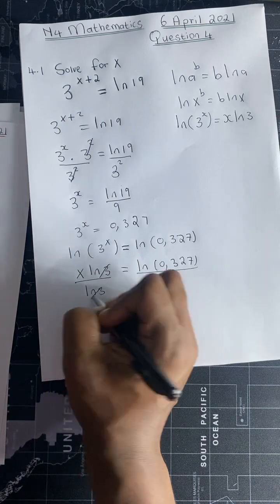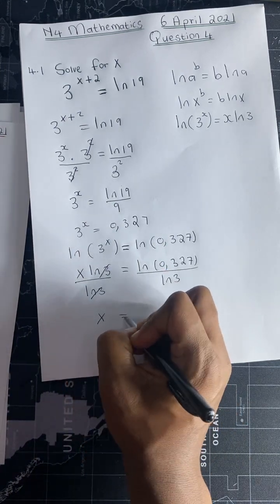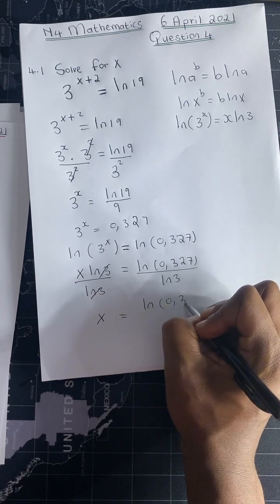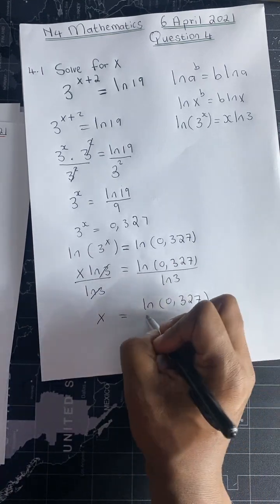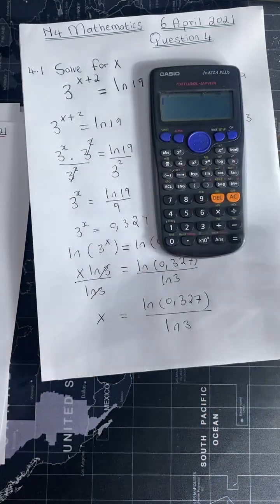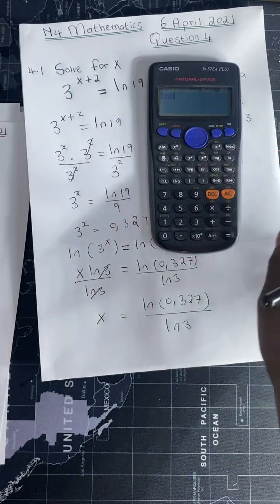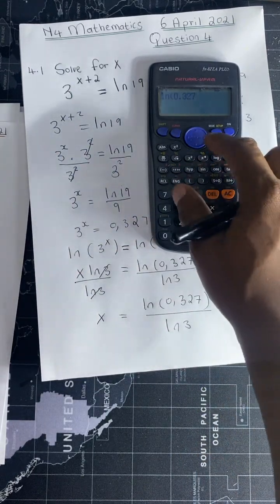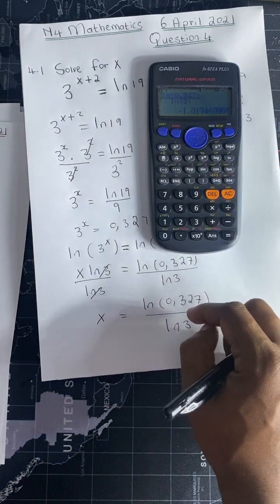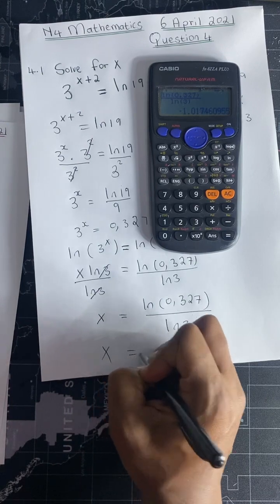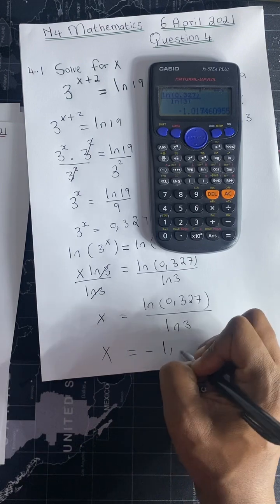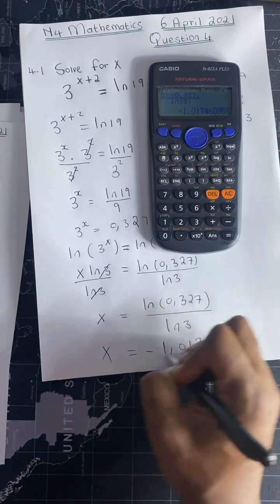So that ln 3 will cancel out with that ln 3, and x will be equal to ln of 0.327 over ln 3. We use our calculator again to determine ln of 0.327 divided by ln 3, and this is equal to, so x is equal to negative 1.017.